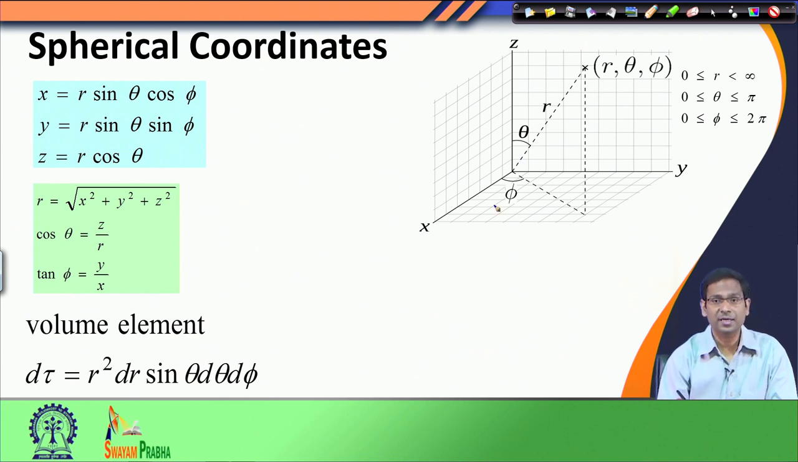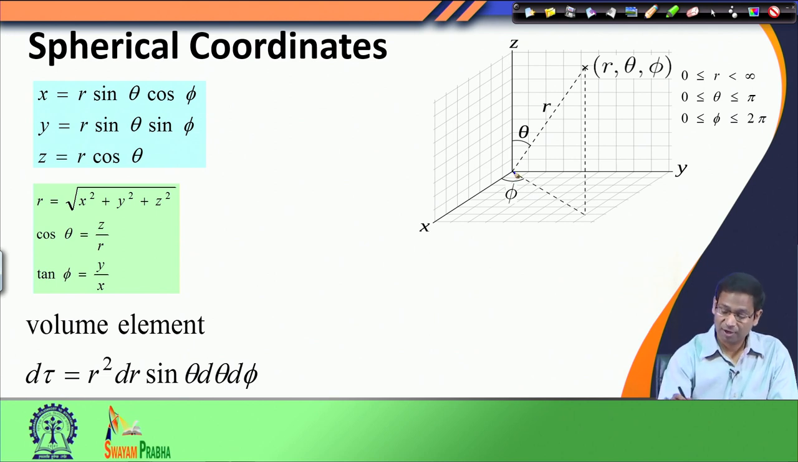We call this coordinate system spherical because for a given value of r, if we plot the graphical representation of this coordinate system, we would actually get a sphere. The possible values of r, theta and phi are shown here. r can go from 0 to infinity, so this simply indicates the size of the sphere, the radius of the sphere. Theta, which is the angle between the r vector and the z axis, goes from 0 when the point is on the z axis, to pi, or 180 degrees, when it is on the minus z axis.